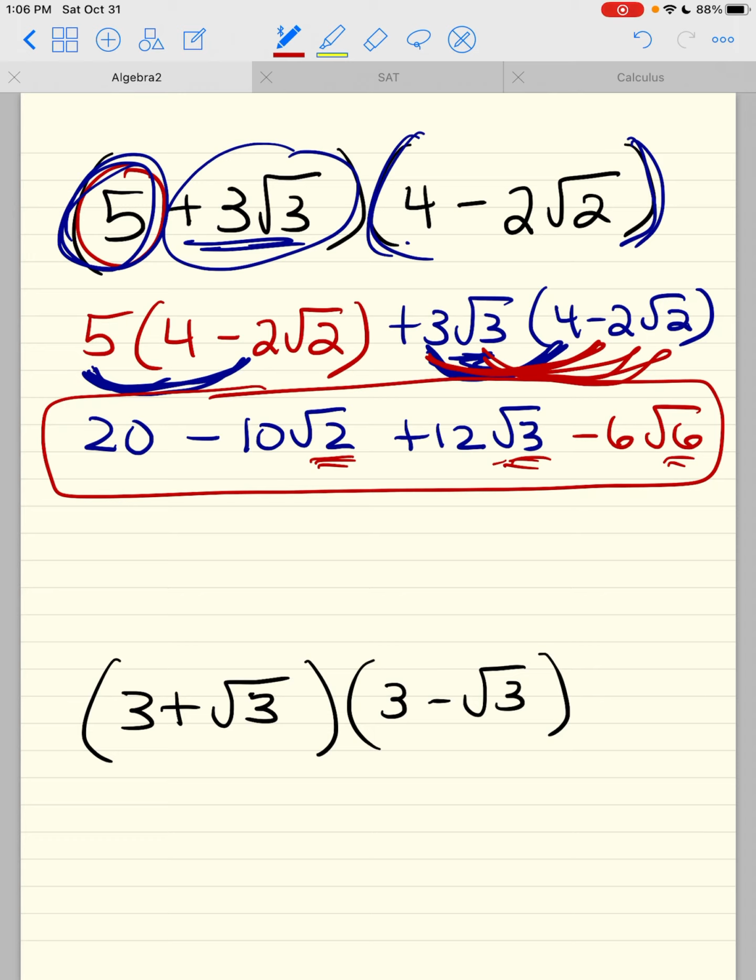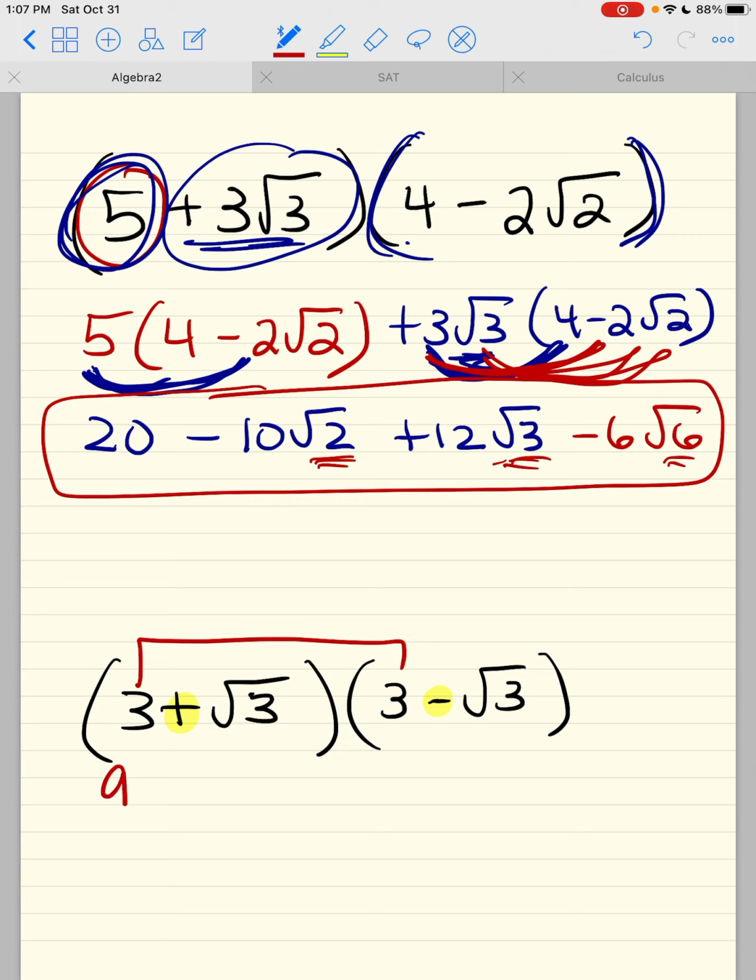In our next example, we are going to multiply conjugates. Conjugates are two expressions that look exactly the same, but with opposite signs. And the great thing, well, I'm not going to give it away. I'm going to show you.